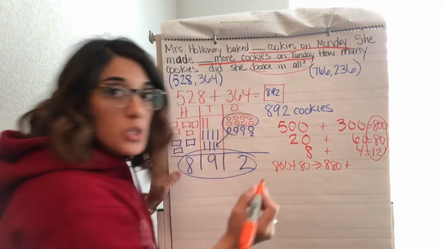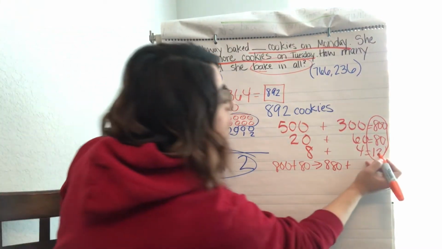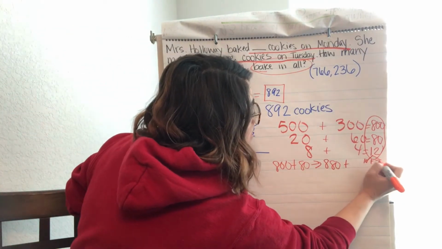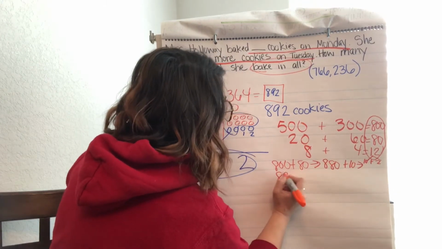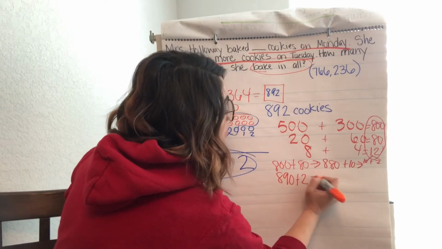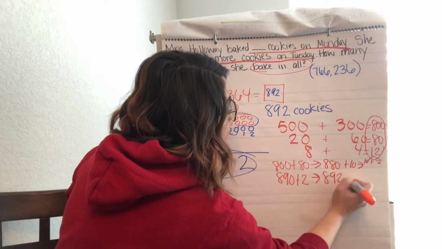I'm gonna break up the 12 into equaling 10 plus 2 just to make it a little bit easier for me. So 880 plus 10 gets me to 890, plus 2 gets me to 892.